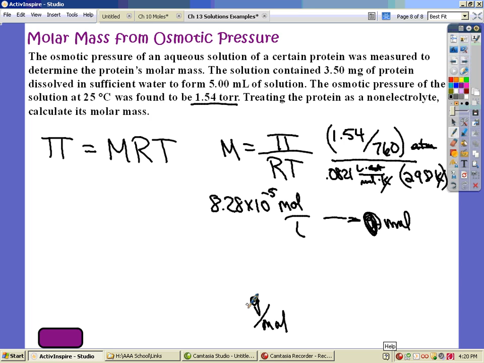So let's try that. The way to get moles out of my volume is, remember, we can take the molarity times the volume, and that would be equal to moles. So my molarity I have times my volume. It's got to be in liters. 5 milliliters is 0.005 liters. And when I multiply those two things together, I'm going to end up with 4.14 times 10 to the minus 7th moles.